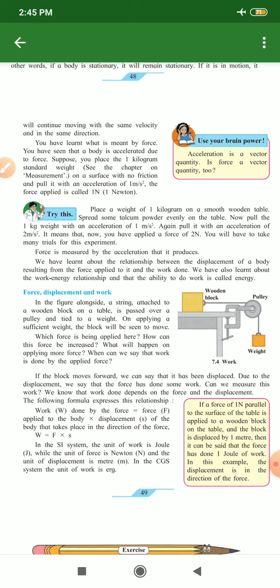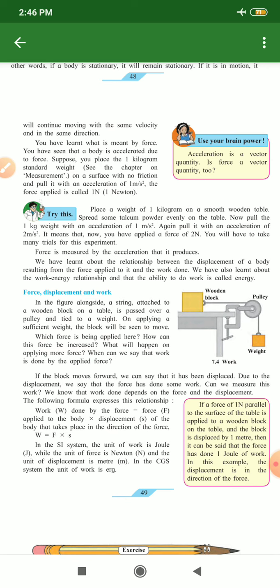Work done, that is W, by the force is equal to force F applied to the body into displacement S of the body that takes place in the direction of the force. So W is equal to force into displacement. W is work, F is force and S is displacement. So W is equal to force into displacement. You have to learn this formula.